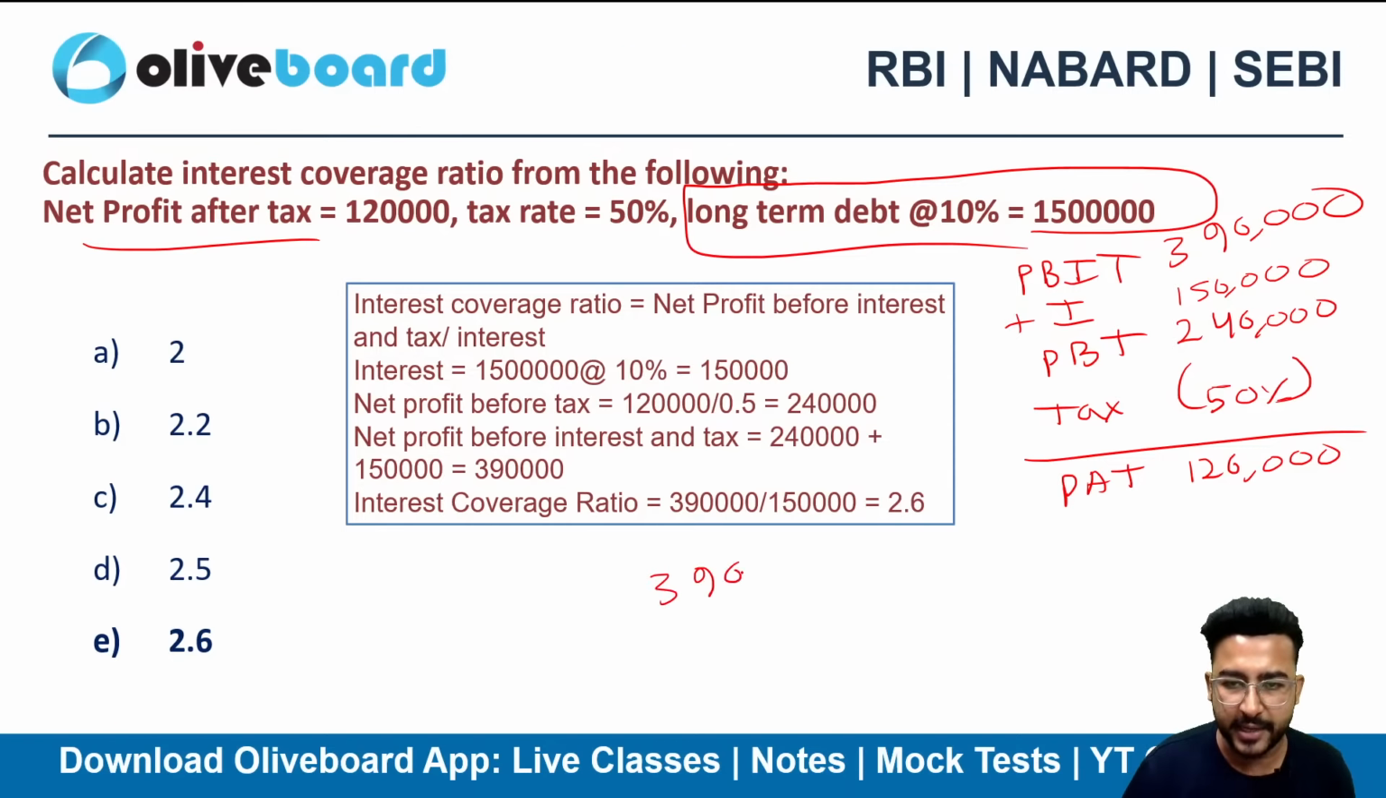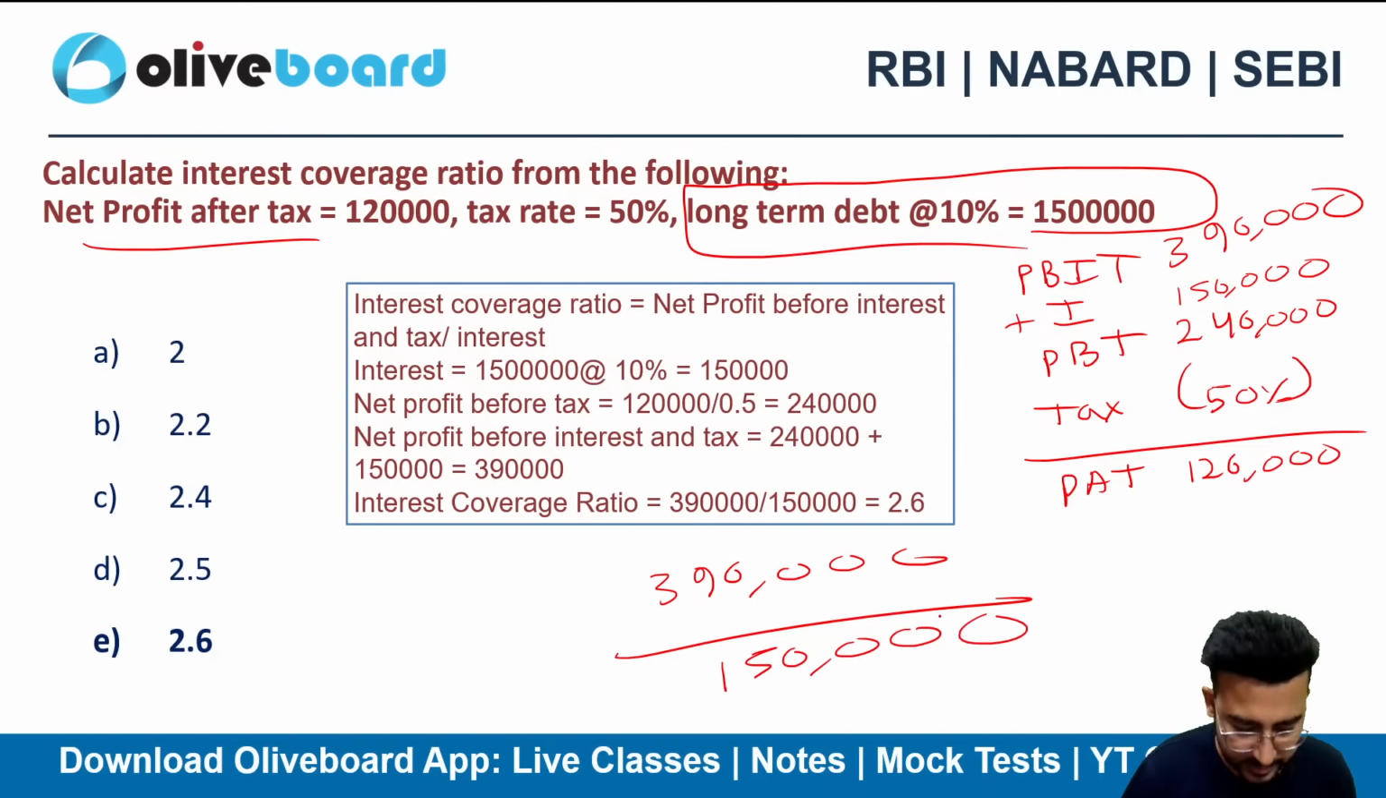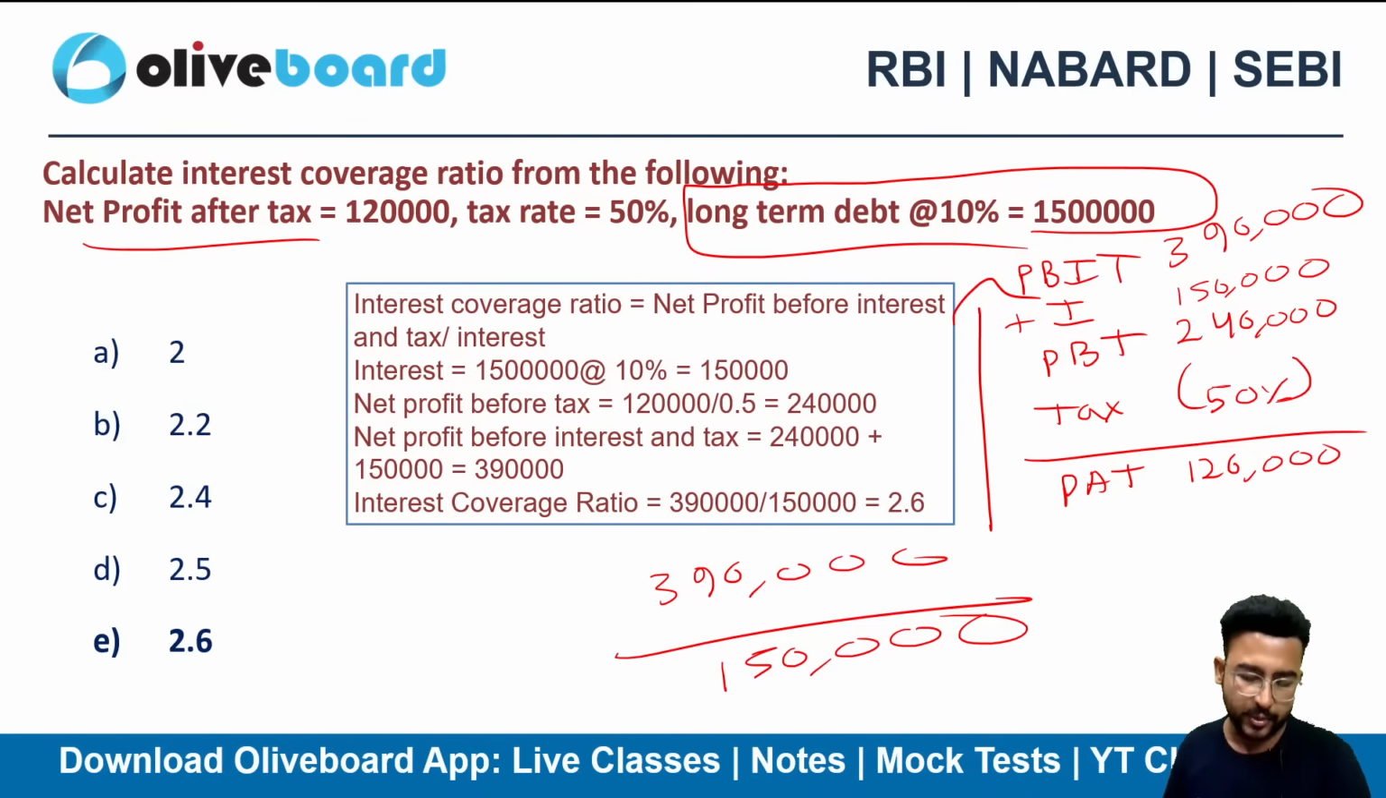So 3,90,000 divided by your interest amount of 1,50,000. This will give you your interest coverage ratio. Okay. Slightly complex. Why? Because there is an involvement of a reverse calculation here. That's why it is slightly complex, right?